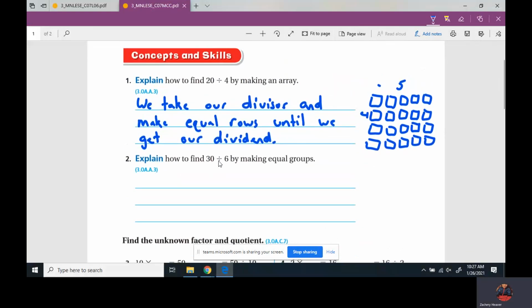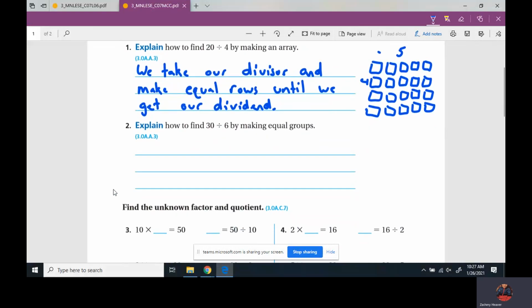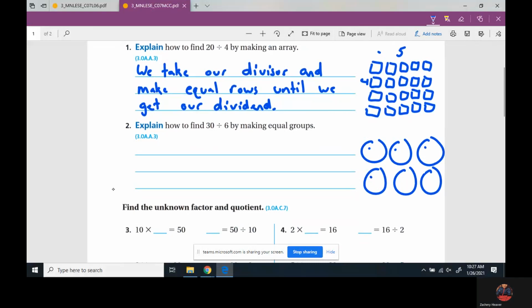Explain how to find 30 divided by 6 by making equal groups. So I'm going to make 6 equal groups first. And just going to count 30. So 1, 2, 3, 4, 5, 6, 7, 8, 9, 10, 11, 12, 13, 14, 15, 16, 17, 18, 19, 20, 21, 22, 23, 24, 25, 26, 27, 28, 29, and 30.